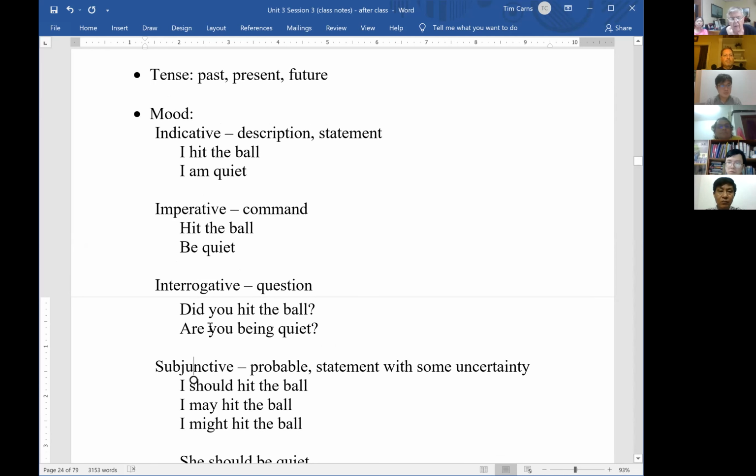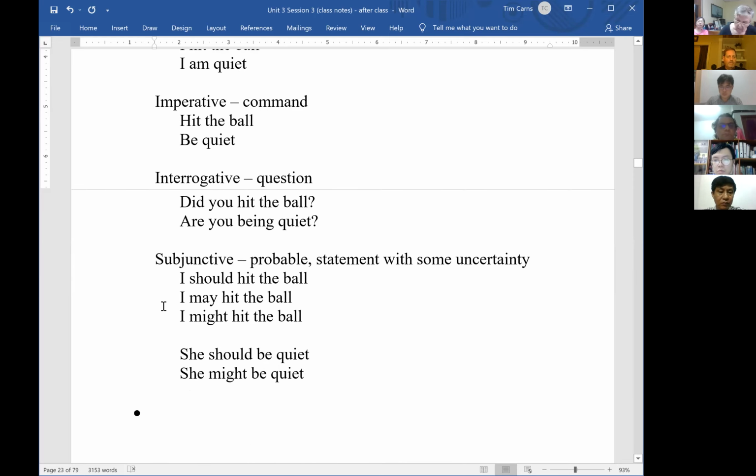All right, so keep these in mind. For English verbs, you'll have three primary tenses. So it's action that has already happened in the past, action that's going on now in the present, or action that will take place in the future. And then you have a mood. So here's an example.